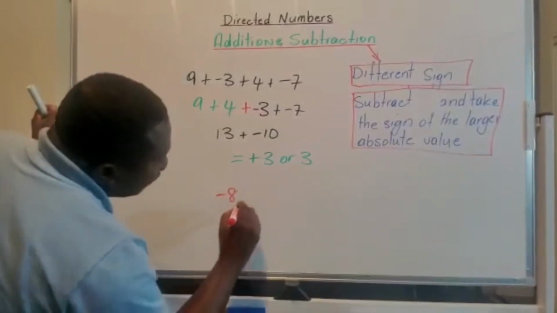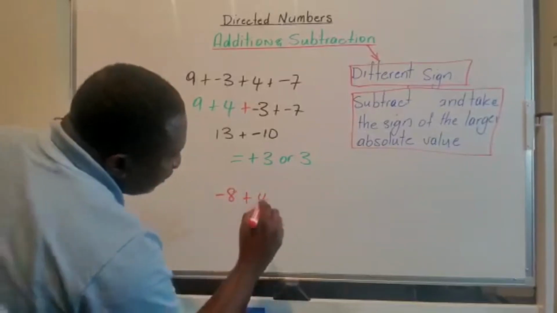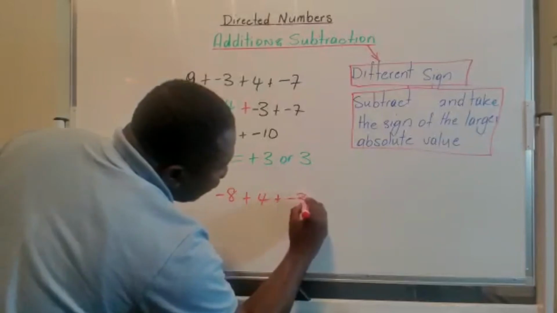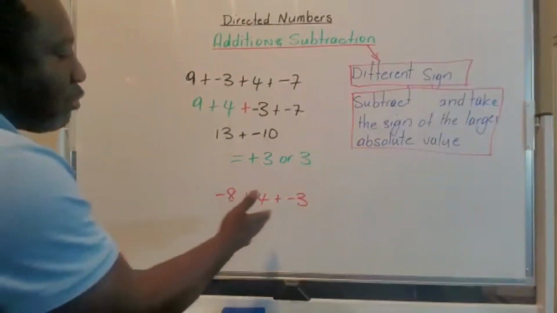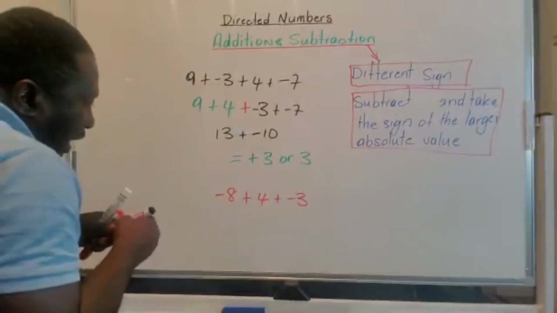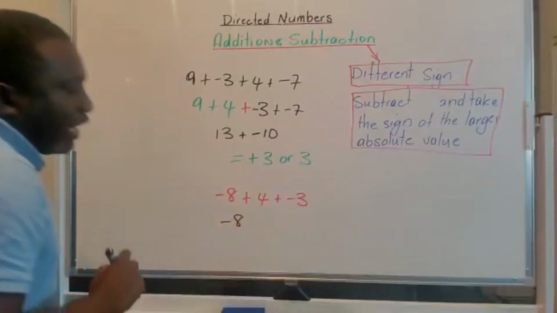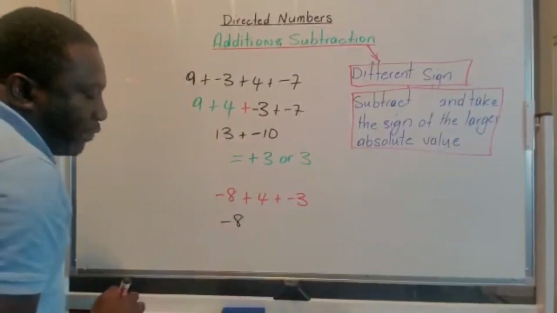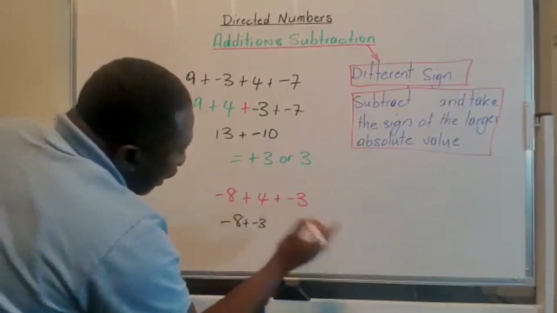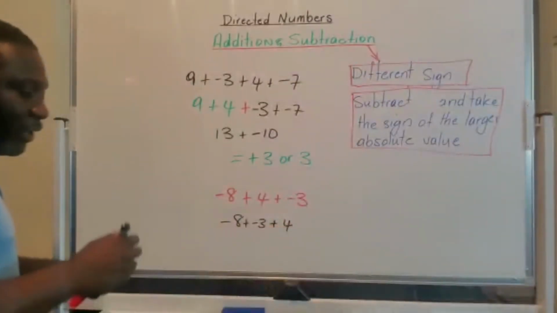Negative 8 is added to positive 4 plus negative 3. Guys, I'm going to group according to like signs. So I start with my negative. So I put my negative 8. Is there another negative value? Yes. Negative 3 plus negative 3. Any more negative value? Absolutely not. Plus 4, which is positive.